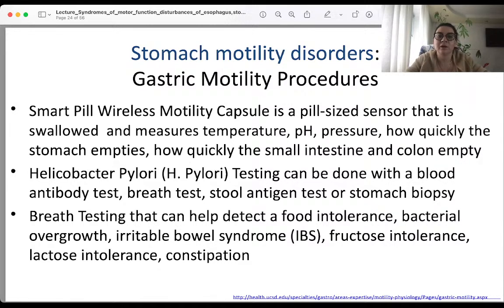More often, Helicobacter pylori, or H. pylori, testing must be done with a blood antibody test, breath test, stool antigen test, or stomach biopsy. One of these tests can be used for confirming or not confirming Helicobacter pylori infection. Breath testing can help detect food intolerance, bacterial overgrowth, irritable bowel syndrome or IBS, fructose intolerance, lactose intolerance, and constipation.